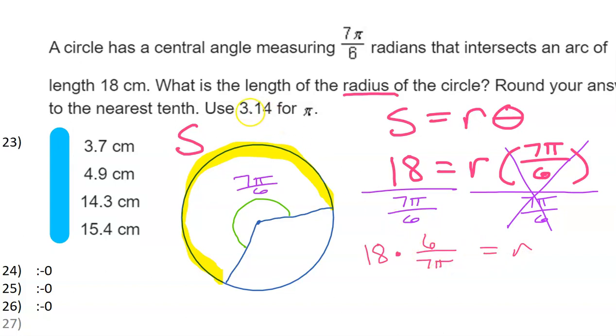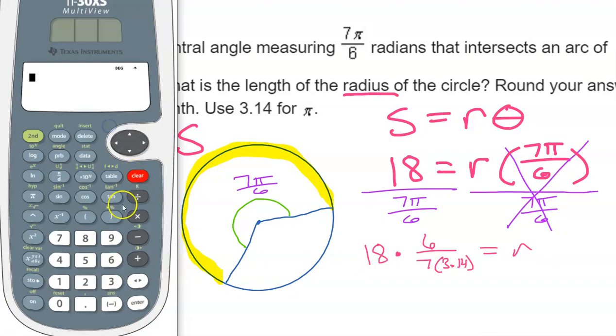For this particular problem, they told us to use 3.14 for pi. So in place of pi, I'm going to go ahead and put 3.14. So we just need to put this in our calculator. Okay, I think I can just bring that up. So I'm going to have 18 times 6 over 7 times 3.14.